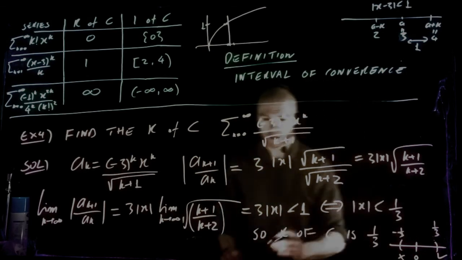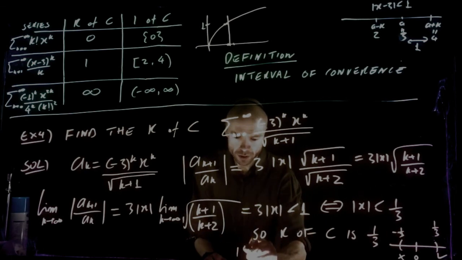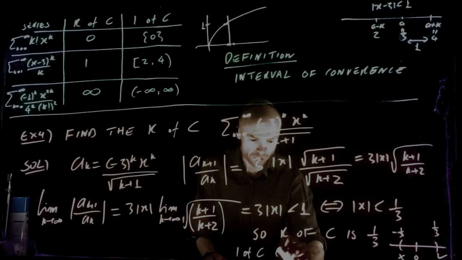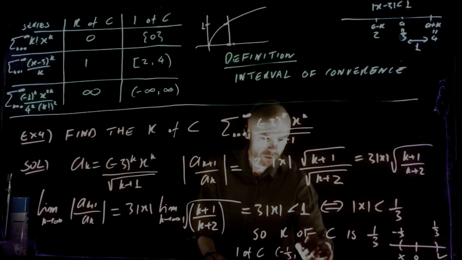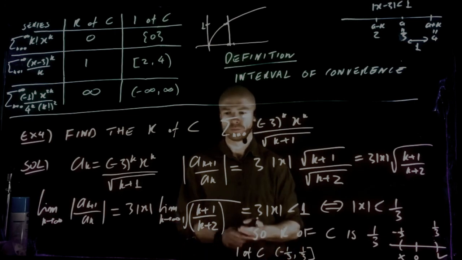So actually the interval of convergence, not that it's asked for, but just for completeness, I of c is what? It's going to be minus 1 over 3, not including minus 1 over 3, but including 1 over 3. Yeah? Okay, that's enough for this.